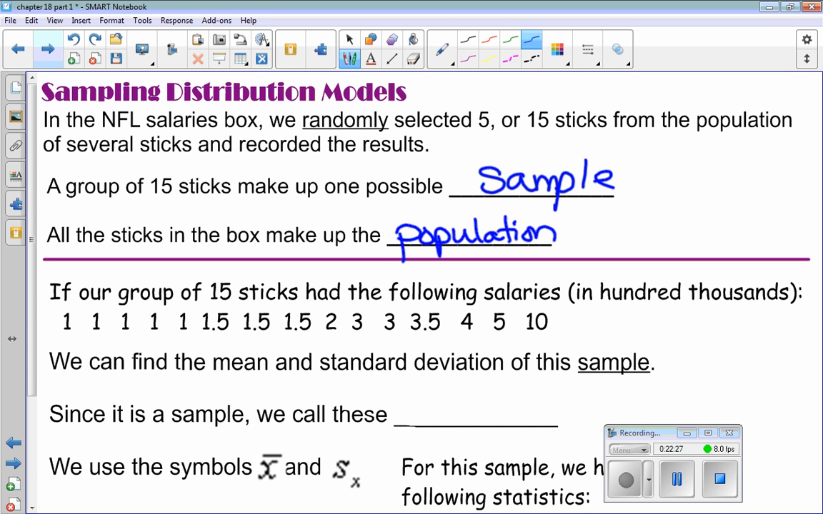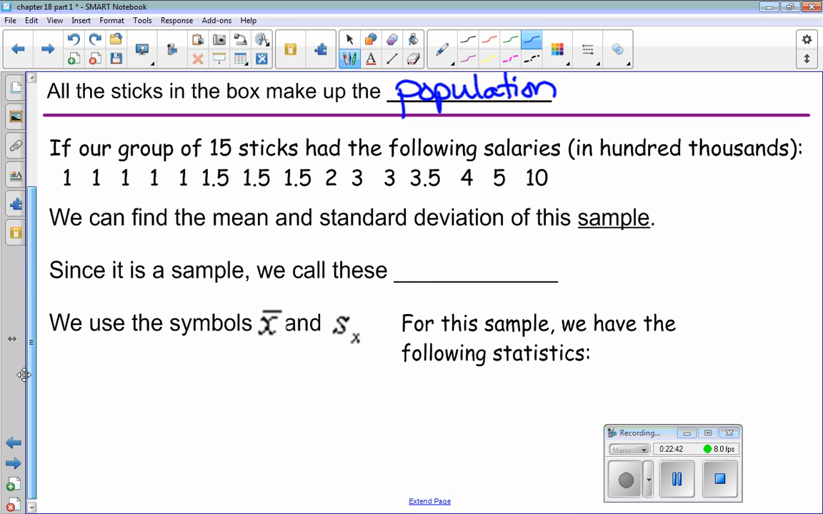If our group of sticks had the following salaries in hundreds of thousands, we can find the mean and standard deviation of this sample. You were finding the mean over and over, right? And since it's a sample, we call these mean and standard deviation what? Statistics. They are called statistics. We use these as our symbols, right? X bar and SX, we know that. And that would be your statistics.